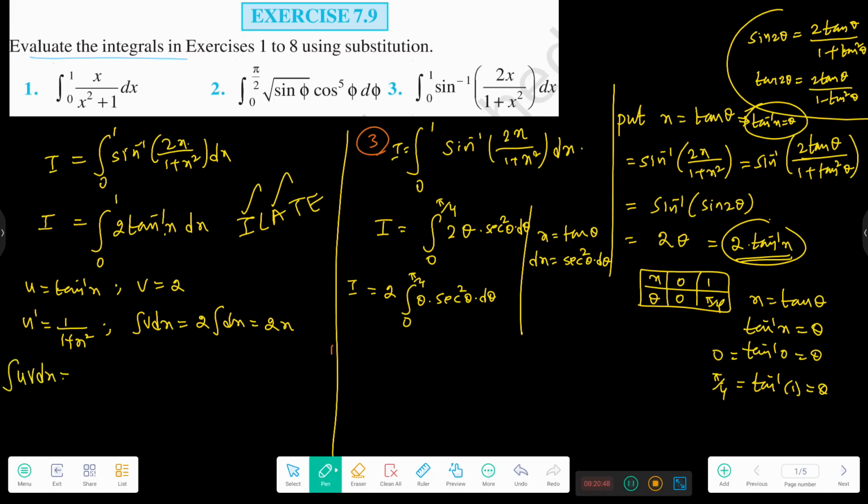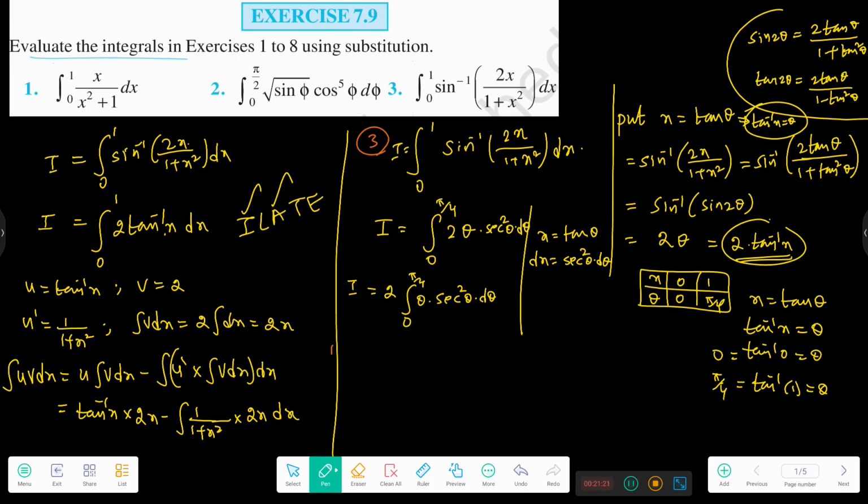Integral uv dx is equal to u into integral v dx minus integral of u dash into integral v dx, overall dx. So the u value we have is tan inverse x, multiplied by integral v dx, which is 2x, minus u dash, which is 1 divided by 1 plus x square, times integral v dx, which is 2x into dx.